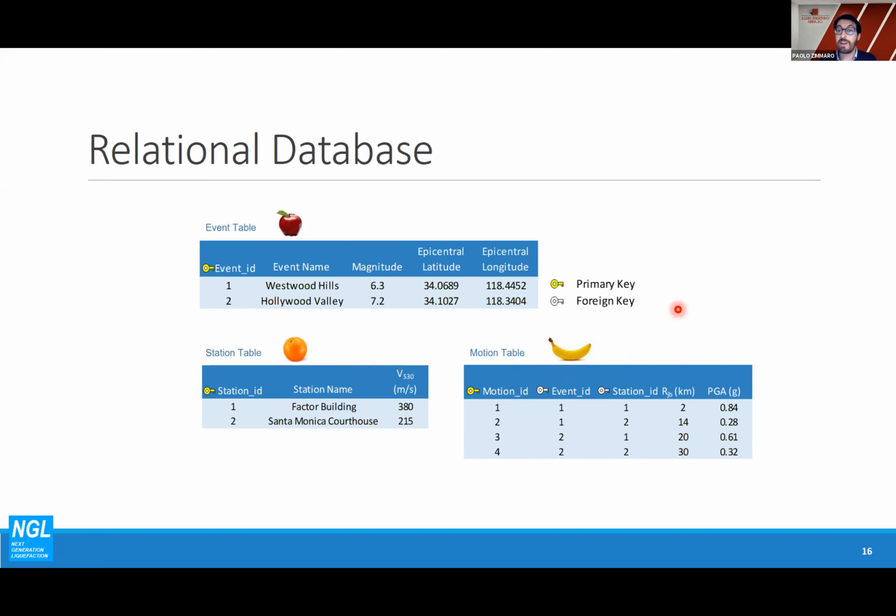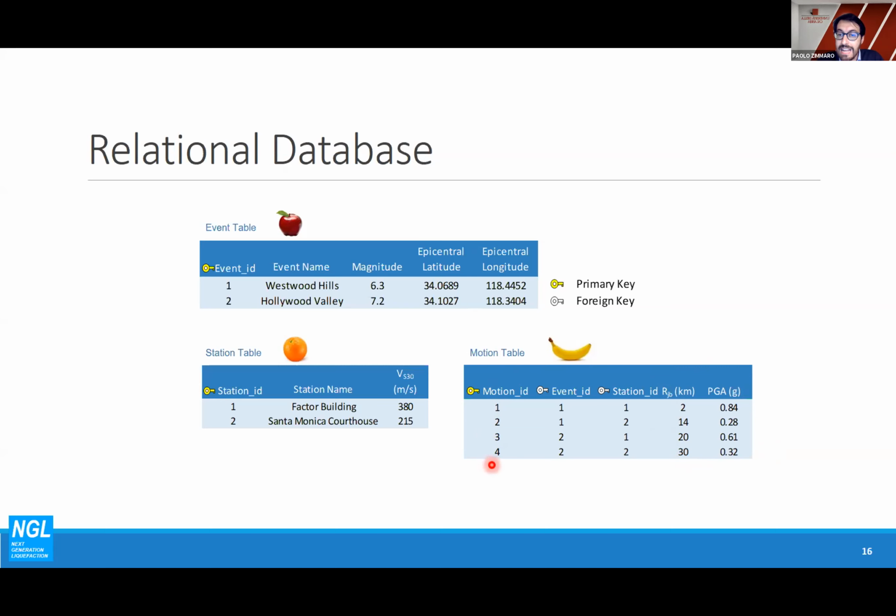You'll always have a primary key in any table you look at. And so the primary key here is, we have 4 primary keys, 1, 2, 3, 4. So let's look at 1. Motion ID number 1 has event ID number 1, station ID number 1, which means this is the Westwood Hills earthquake recorded by the factory building station. And so we don't copy paste again the magnitude, the epicentral latitude and longitude, the VS30 for the station. No, we just reference the information in those tables in this one by means of foreign keys. And so the only new information is the distance and the peak ground acceleration.